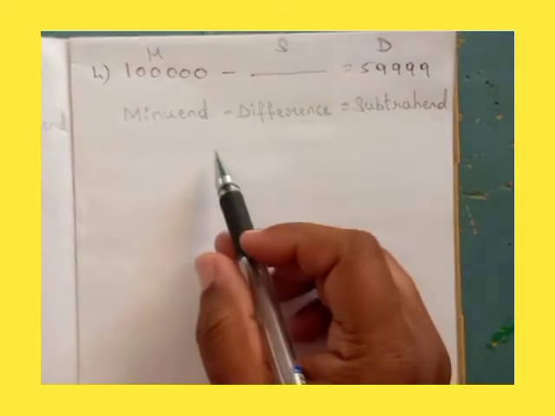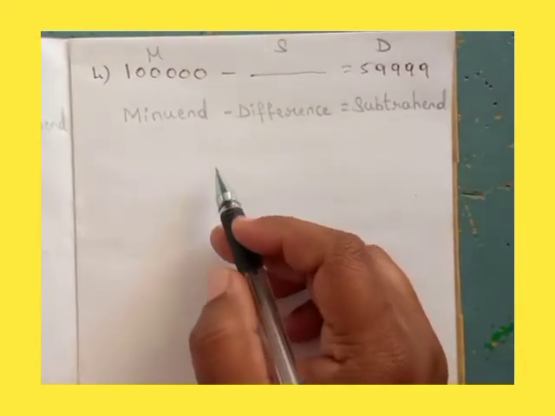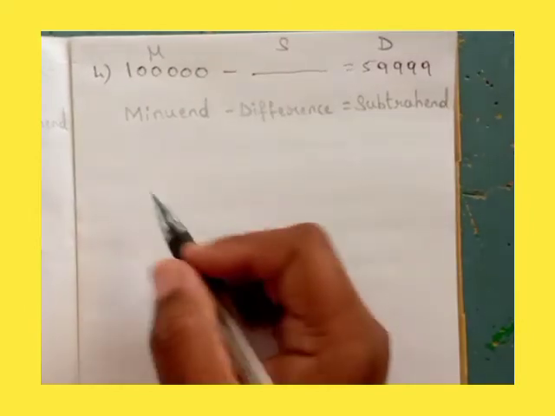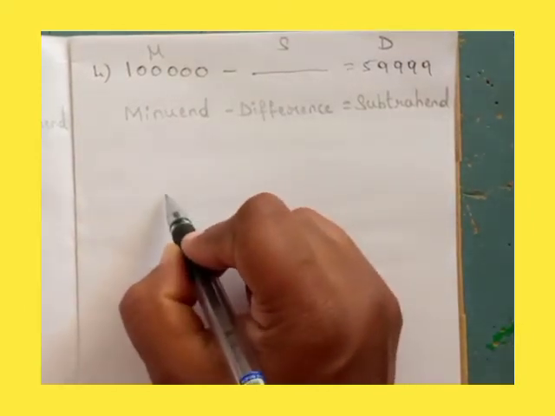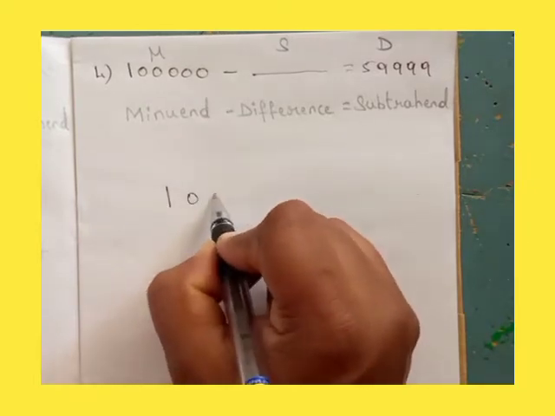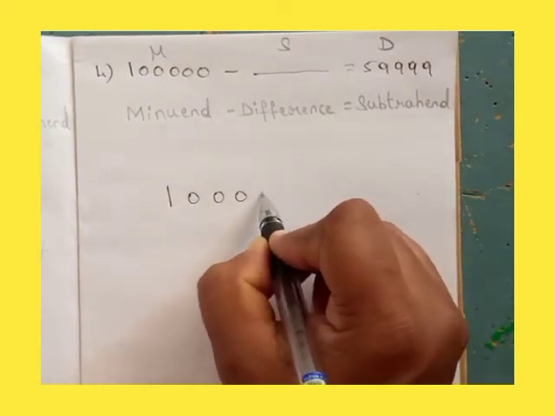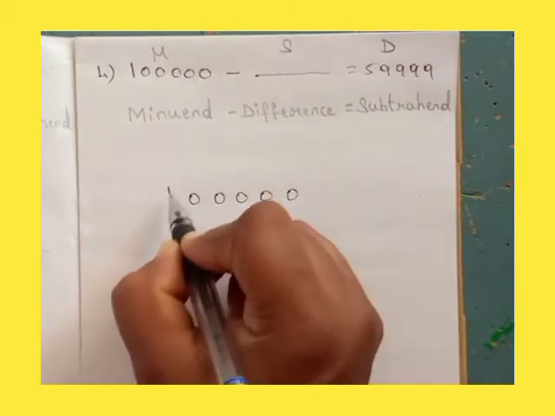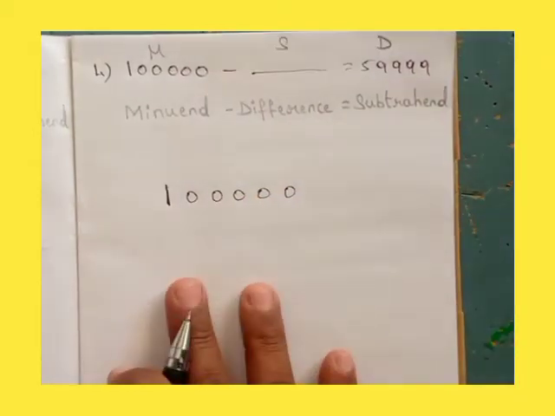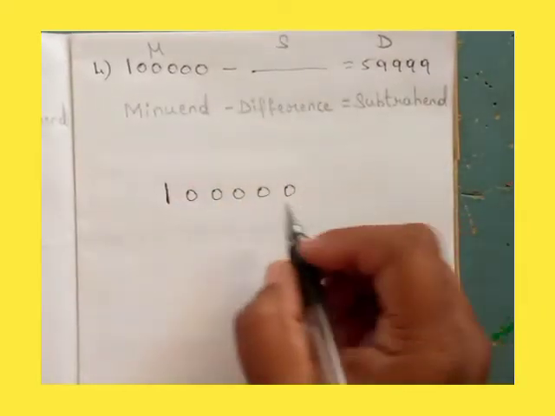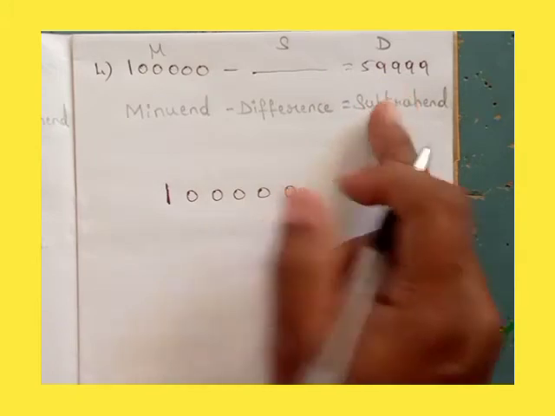See, dear children, according to the formula, let us do the sum. The minuend is 1 lakh. Write here 1 lakh, dear children. I am writing a little far. So this will be 1 lakh, minus the difference. The difference is 59,999.